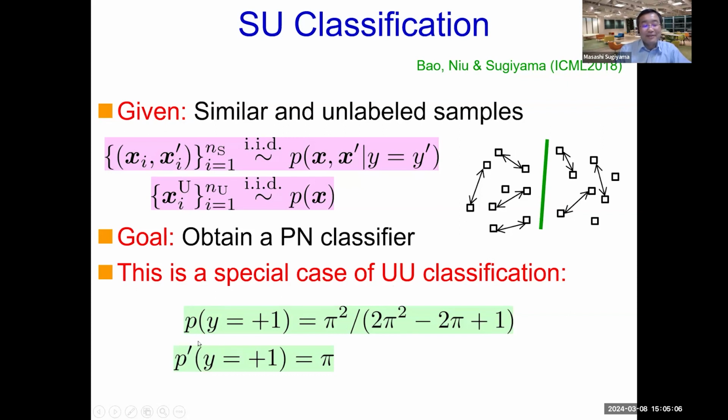In particular, for the first set we have this class prior, and for the second set we have the original pi. So these two are different, and we can solve the problem. So there's no new method in principle to solve this problem.